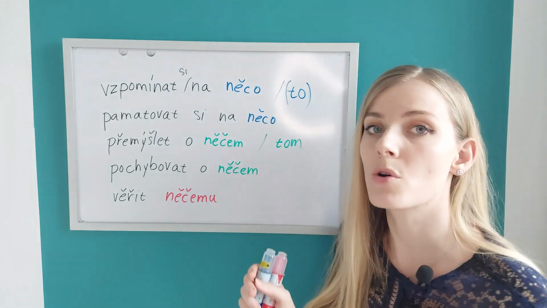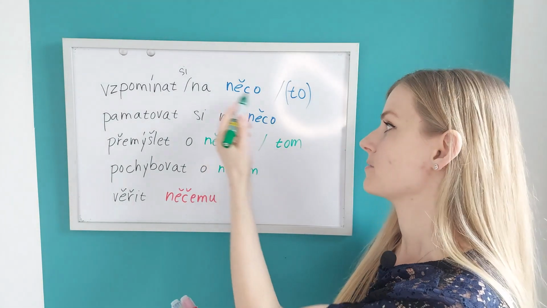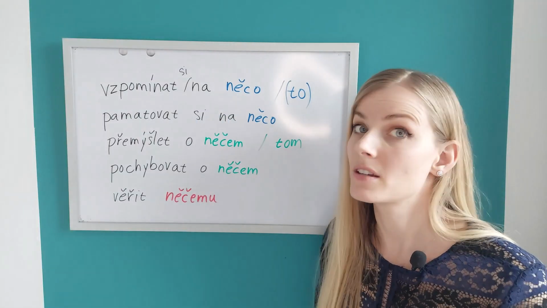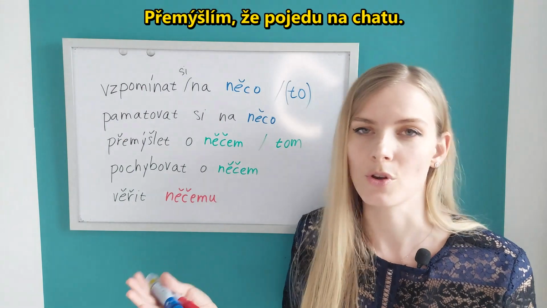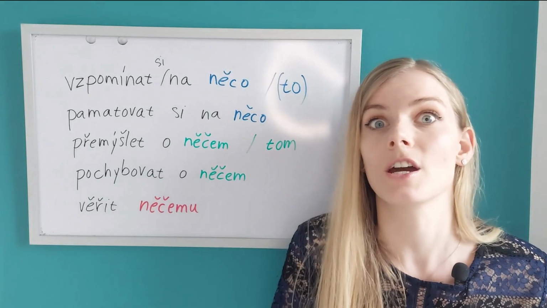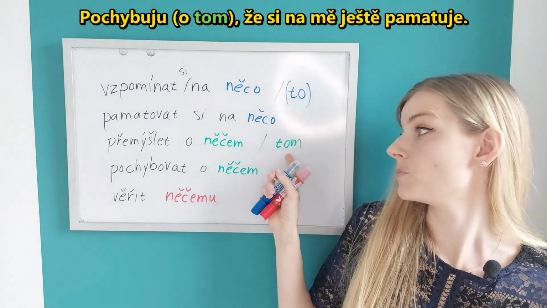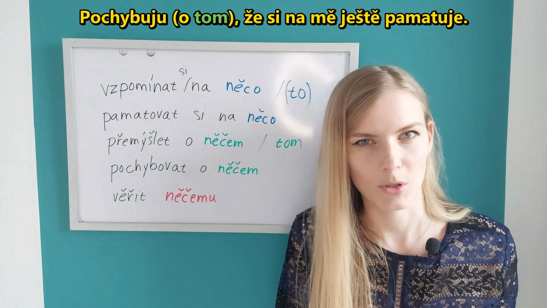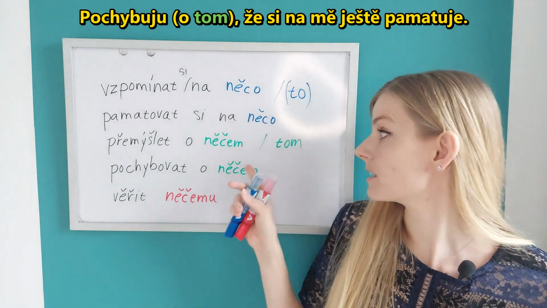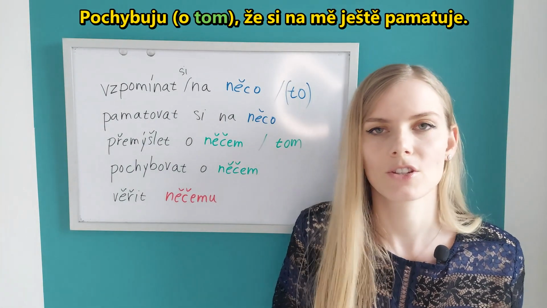Here we would use also the demonstrative pronoun o tom. This is the locative case. Those of you that know my ebook just in case know that I use these colors to distinguish each case. And again, we can leave it out. Přemýšlím, že pojedu na chatu. Because it makes sense too. Pochybovat o něčem, to doubt something, to have doubts about something. Pochybuju o tom, že si na mě ještě pamatuje. I doubt that he still remembers me. Or we can leave this out. Pochybuju, že si na mě ještě pamatuje.